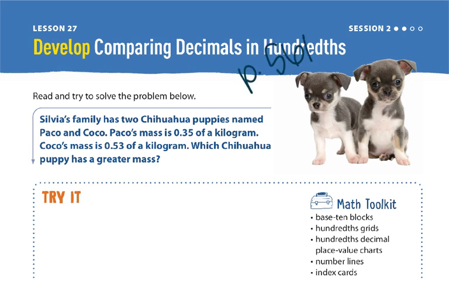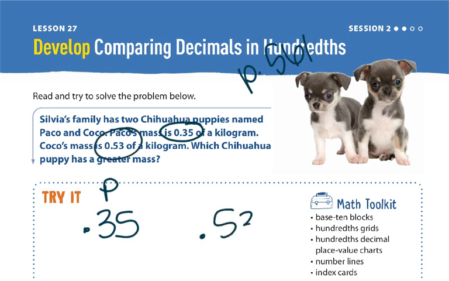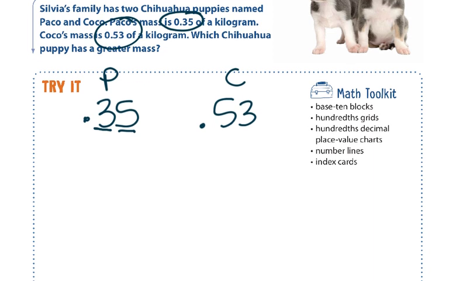Okay, let's circle 0.53 or 0.35 and put Paco on top of that, and then 0.53 and label that Coco. What position are these in? I have tenths and I have hundredths, right? So if they're in hundredths, what would they be in fraction form? Over top of what number? A 10 or 100? Eli? 100. Yep.